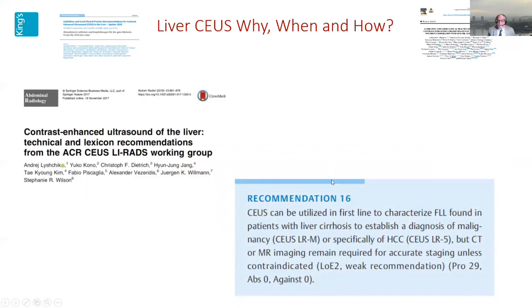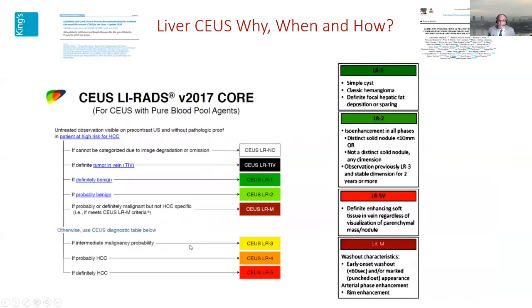But the recommendation from the EFSUMB guidelines is that it can be used as a first line to characterize focal liver lesions in liver cirrhosis to diagnose malignancy or HCC, but CT and MR remain required for accurate staging of these patients. So you are using it as a surveillance tool rather than as a staging tool. And this is the classification.